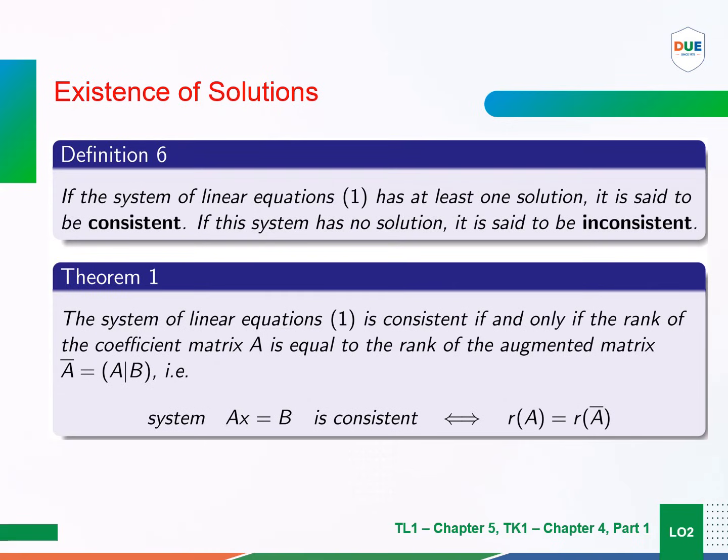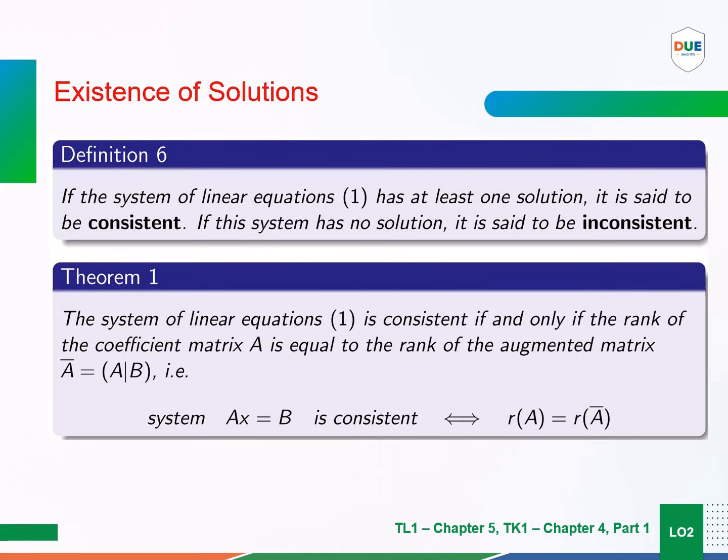We now address an important question. Does a system actually have a solution? If a linear system has at least one solution, it is called consistent. If it has no solution, it is called inconsistent. To determine this without solving the entire system, we can use the ranks of two matrices.